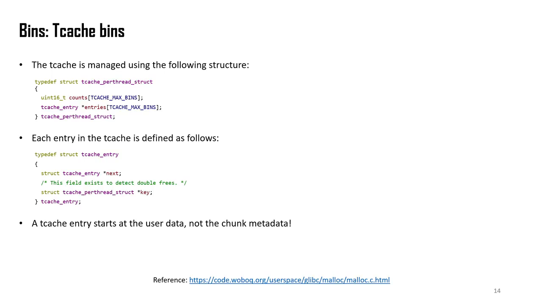The TCache is mainly managed using two structures. The first one is the TCache per thread struct, which contains an unsigned short integer array of size TCache max bins. TCache max bins is set to 64 in glibc source code. This array is called counts. It stores the number of free chunks in each TCache bin. For example, the counts array at index 0 stores the number of chunks in the TCache bin of size hex 20. And the entries array is the second member of this structure. It is an array of pointers. These pointers are the heads of the TCache bins. For example, the entries array at index 0 stores the pointer to the head of the first chunk in the TCache bin of chunks of size hex 20.